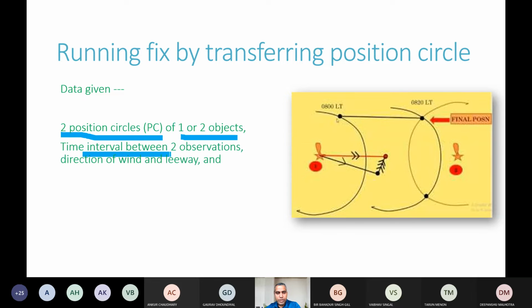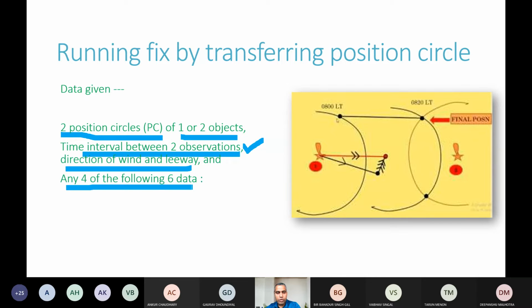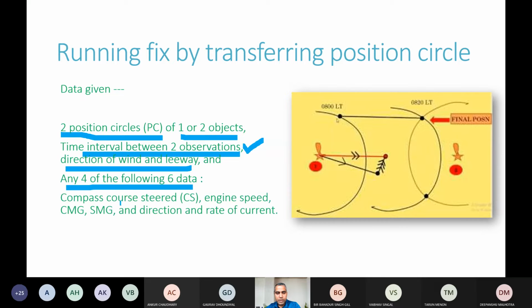They will give you the time interval between the two observations. You will need this time interval to apply the engine distance and the drift of the current. They will give you the direction of wind as well as the leeway angle, and they will give you any four of the following six data: compass course steered and engine speed, course made good and speed made good, and direction and rate of drift of the current. So any four items out of these six are given.